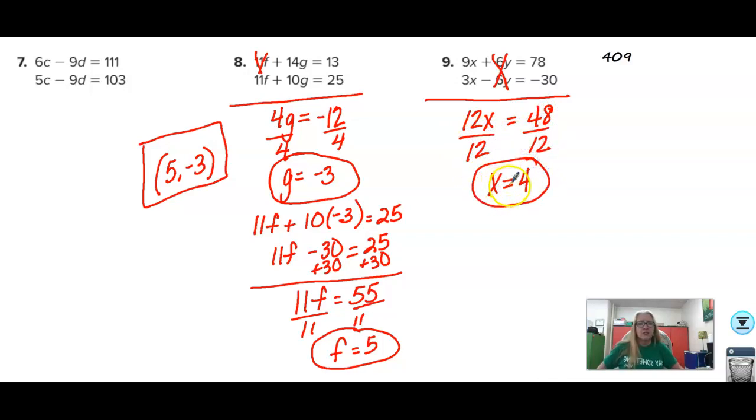So now I'm going to substitute 4 for x into one of these two equations. I don't know, 6 of one, half dozen of another. I'm going to use the 3x minus 6y. 3 times the x I now know, minus 6y equals negative 30. 3 times 4 is 12.